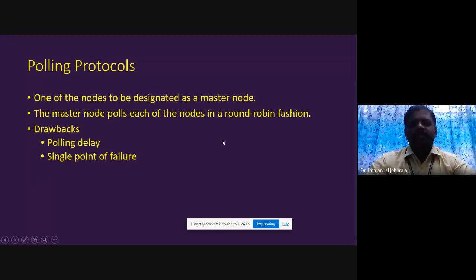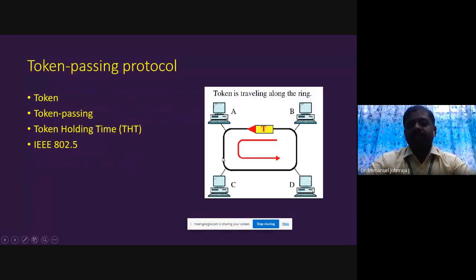Next comes the token passing protocol. I have spoken about token ring, where a single small token is exchanged among the devices in a specific direction, clockwise or anti-clockwise. Whoever has the token is permitted to send the packet. You also suffer drawbacks: the token may be lost, or the node after getting the token may shut down. This again suffers from a single point of failure.